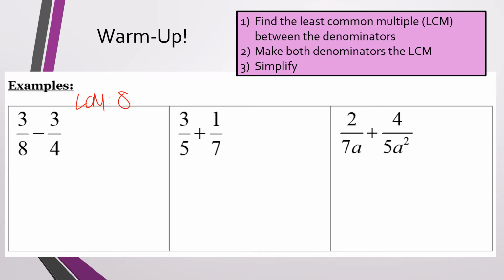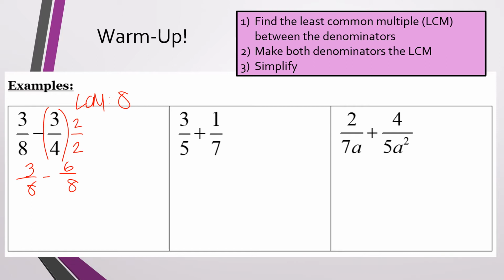So that means that the first one, 3 over 8, I don't have to adjust that denominator, but I do need to make this other fraction have a denominator of 8 as well. That's what we call the LCD, or the least common denominator. So to get from 4 to 8, we need to multiply by 2, and whatever we do to the bottom, we have to do to the top. So my new equation is going to be 3 over 8 minus 6 over 8.